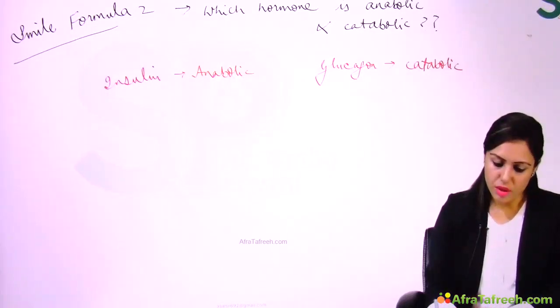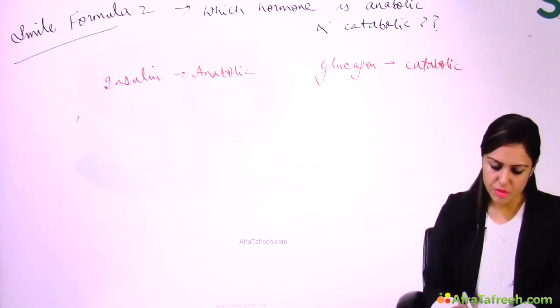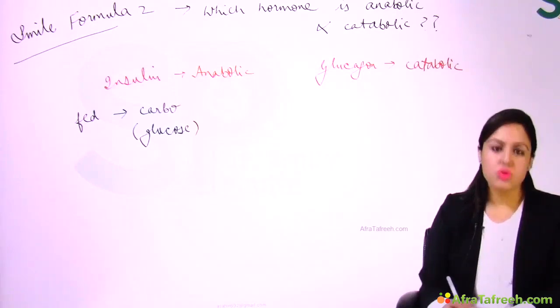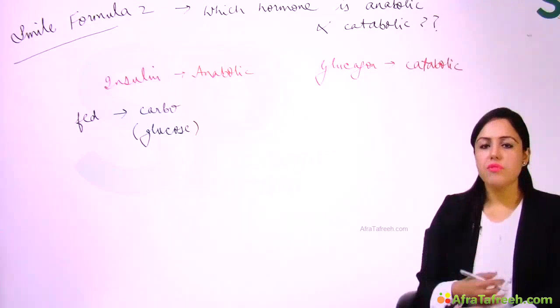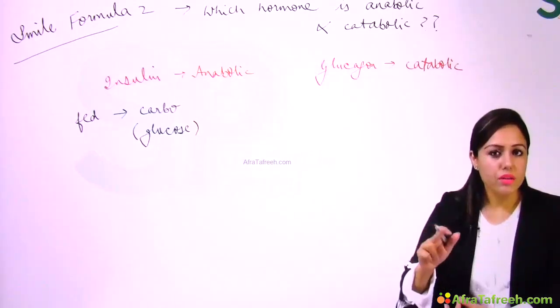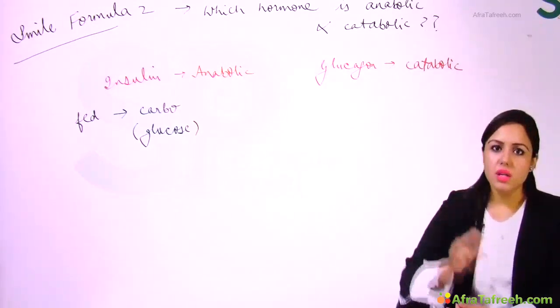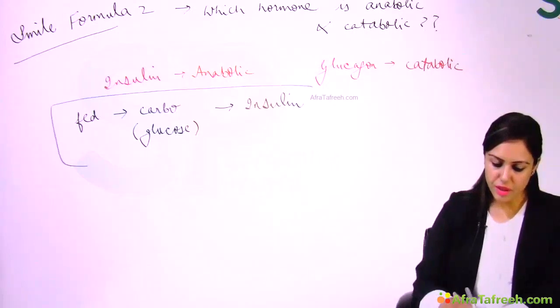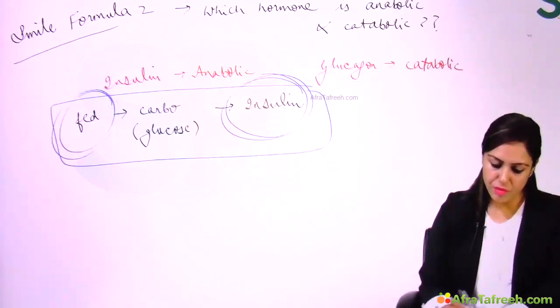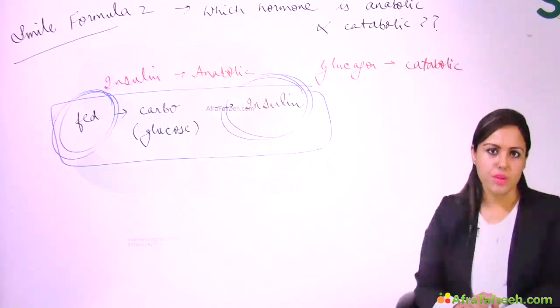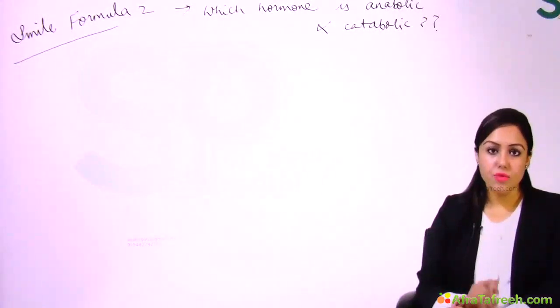Now how is insulin anabolic? A very simple basic concept: when we are in the fed state, we mainly take carbohydrates in our diet, which is mainly glucose. So in the fed state, glucose is entering our blood and hyperglycemia is going to occur, but insulin comes here to decrease blood glucose. So in the fed state, insulin is released. If insulin comes in the fed state, it means insulin is an anabolic hormone. Insulin is always anabolic. So done with the basic concept, let's take the formula.